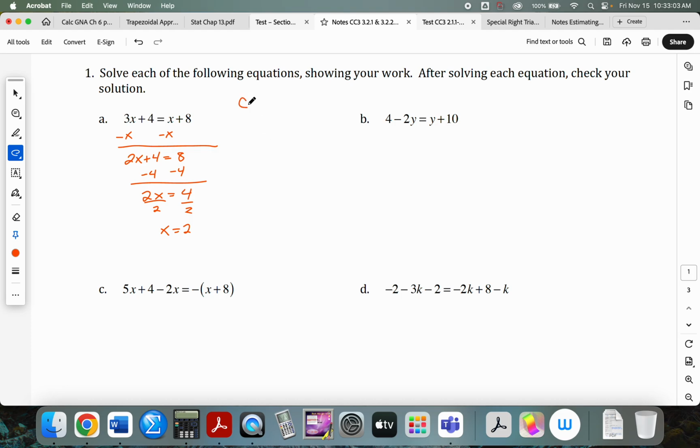Now we're going to check. So 3 times 2 plus 4 is 6 plus 4, which is 10. And on the other side, 2 plus 8 is also equal to 10. So we know we have the correct answer.